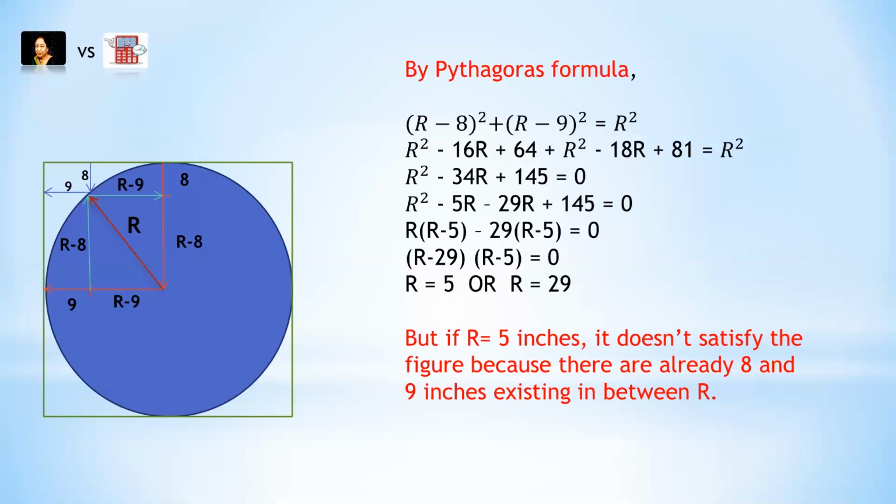If r equals 5 inches, it doesn't satisfy the figure, because there are already 8 and 9 inches existing between r and the wall. You can see in our figure we have 8 inches and 9 inches already existing within r, so it's not possible for r to be 5. So our diameter would be r into 2, which is 29 into 2, that means 58 inches.